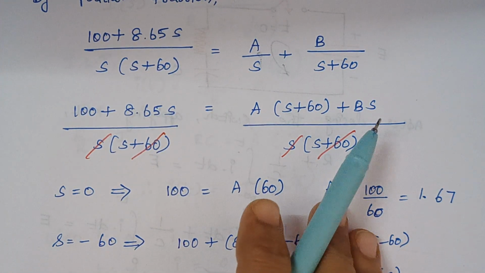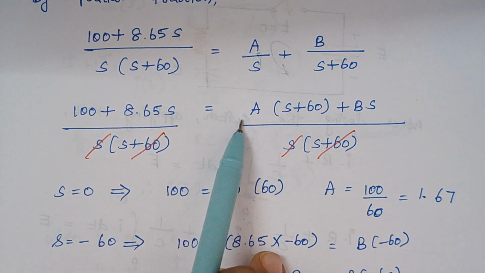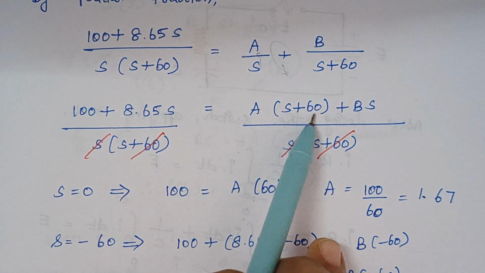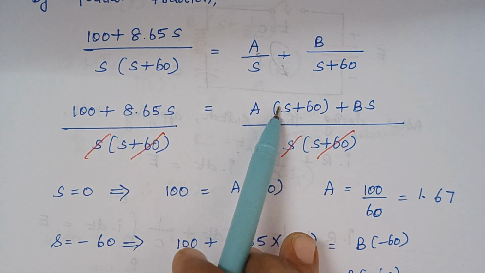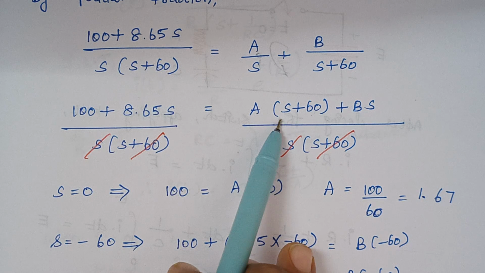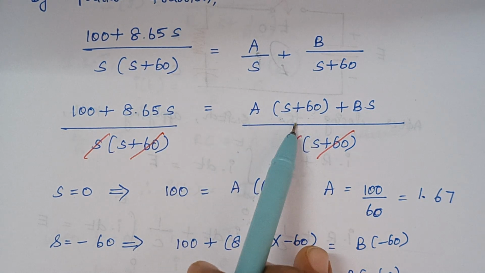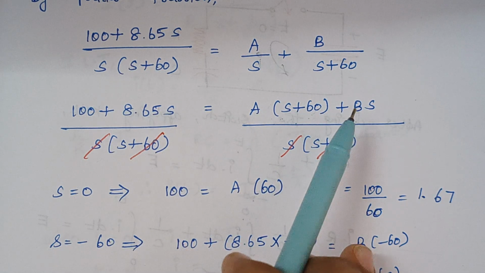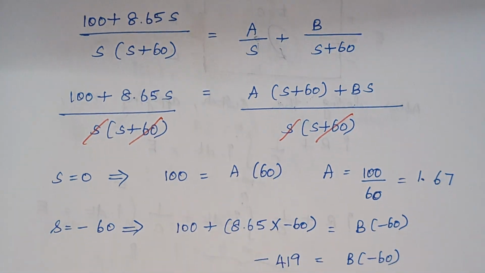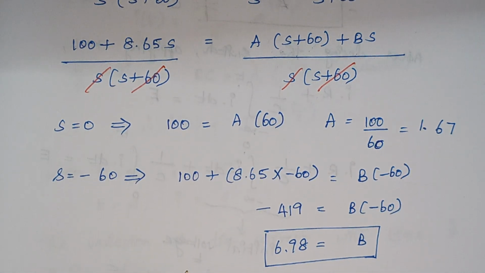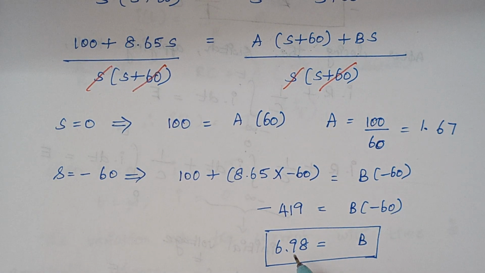Similarly, to find the value of B, we have to make this A part 0. So in order to make this A part 0, you see here we are having 60. So when you substitute the value of S as minus 60, then this becomes 0. That is the A term becomes 0. We can easily calculate the value of B. Right. So here, just substitute the values and finally the value of B is 6.98.